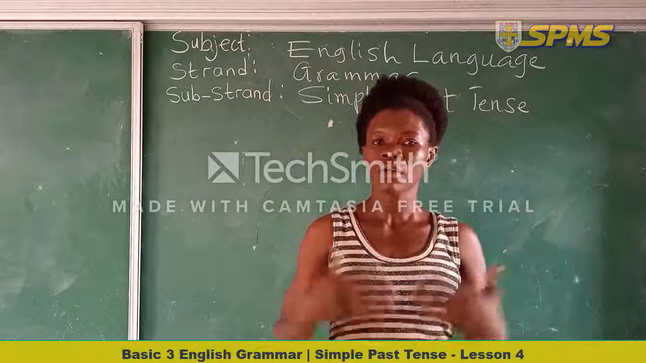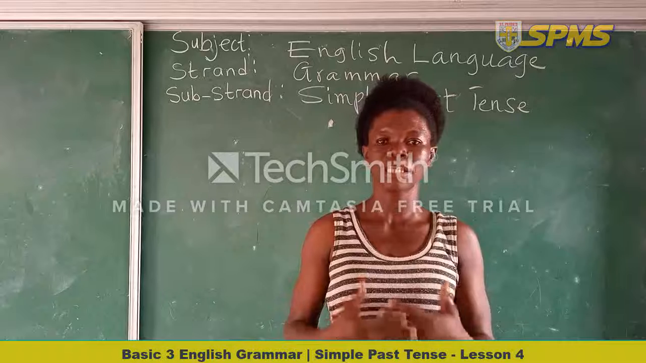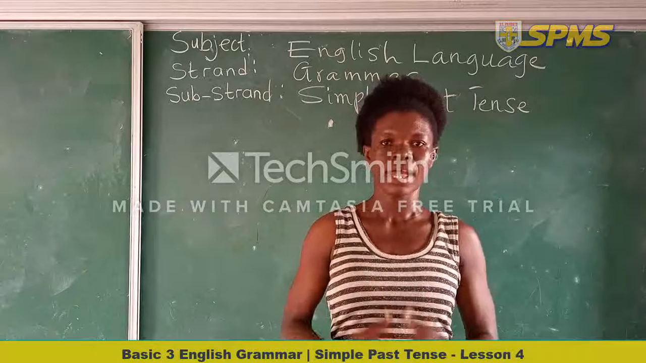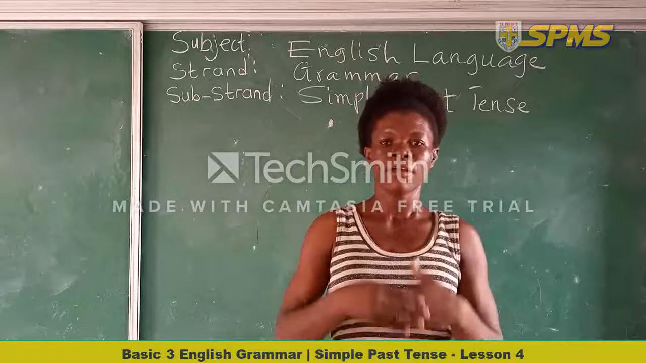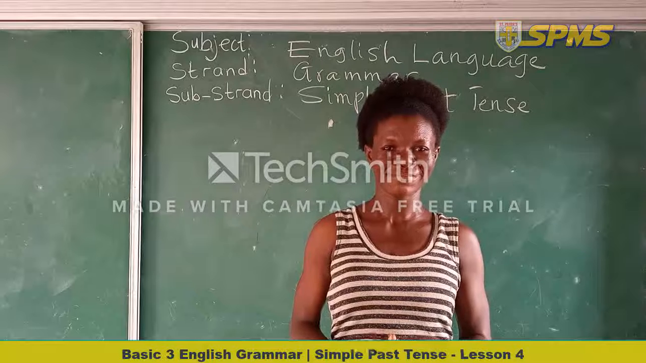There are rules concerning these past verbs. Let's take a good look at them. The first rule says that for verbs that end in E, add D. For example, live, lived, agree, agreed, invite, invited, die, died.